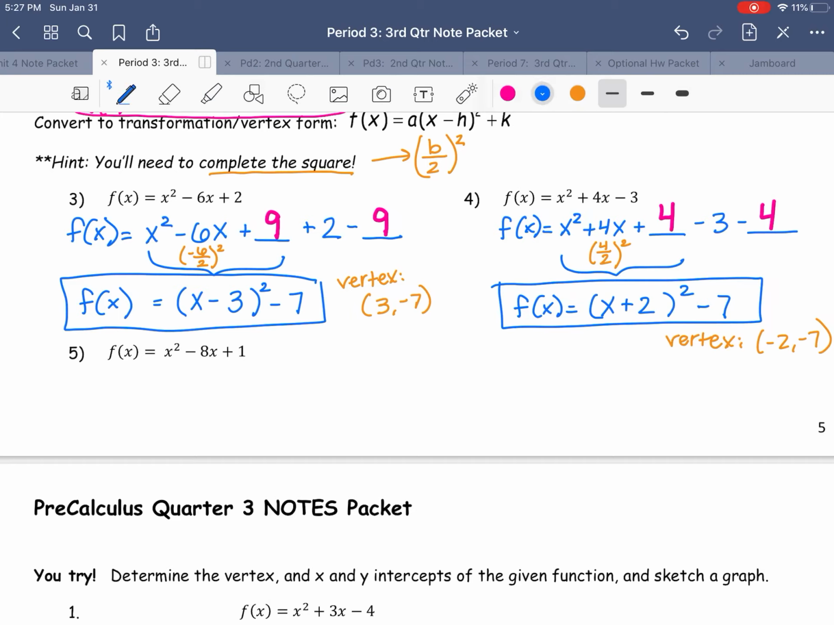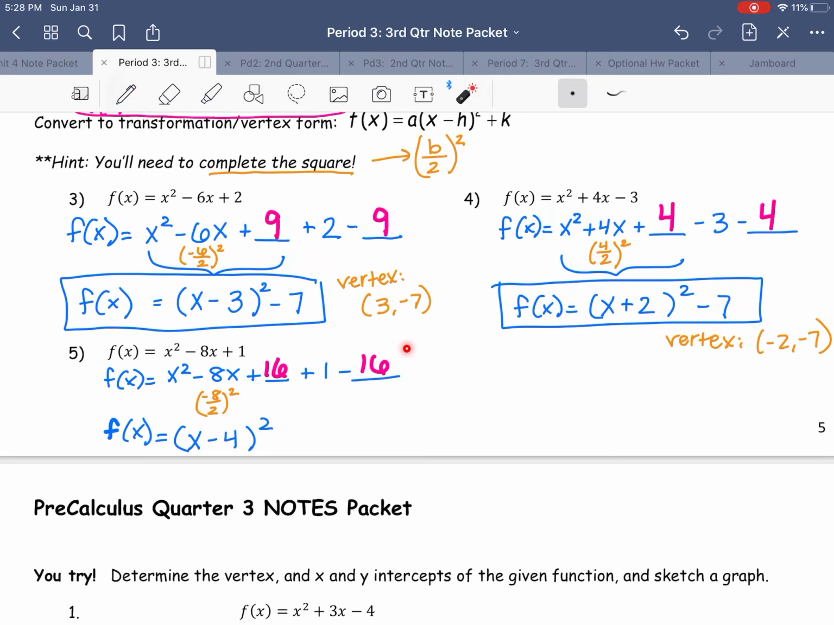And last up, let's complete the square. Take b, cut it in half and square it. It's going to be a 16. Let's factor. It's going to factor into x minus 4, quantity squared. On the end, I still have 1 minus 16, which is negative 15.